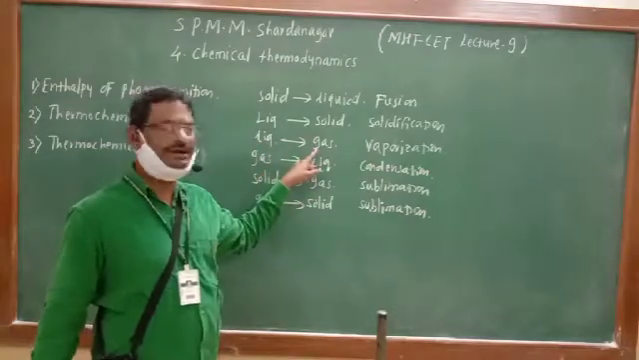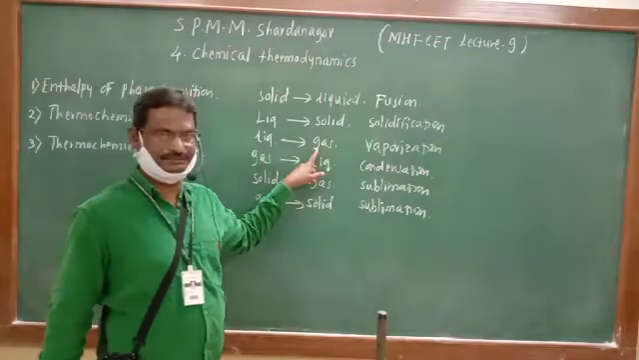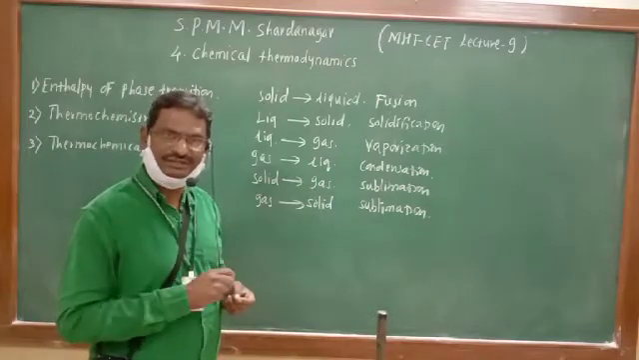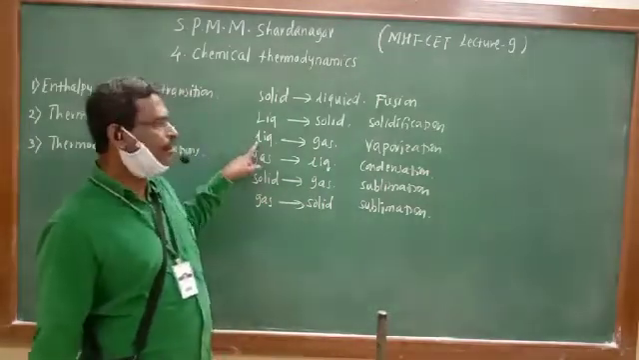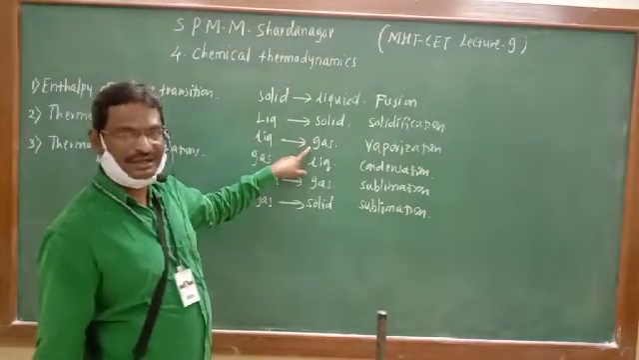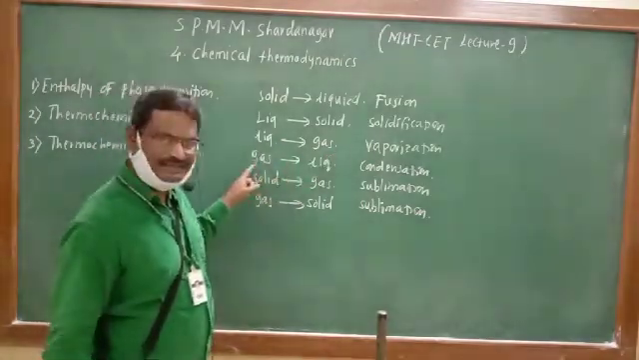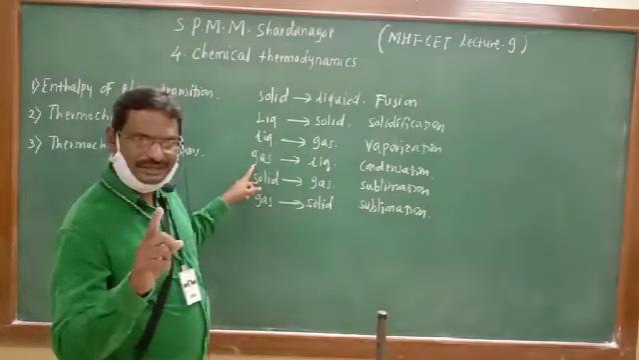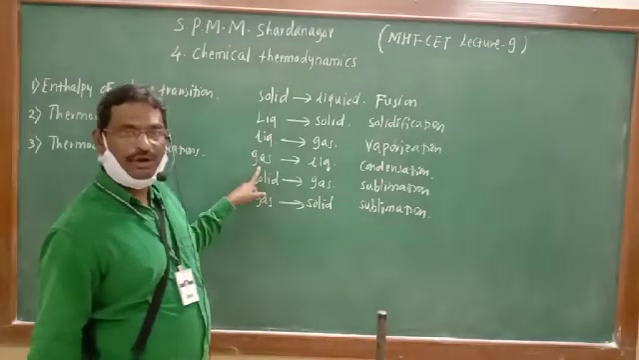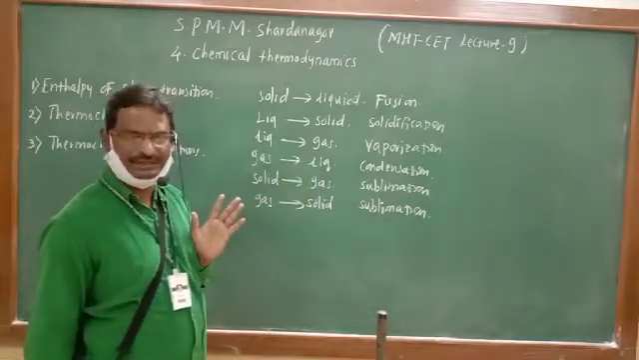Now liquid, whenever converted to gas, is known as vaporization or evaporation. And enthalpy of vaporization is the enthalpy change whenever 1 mole of liquid is converted to gas at constant temperature and pressure. Opposite of vaporization is condensation. So enthalpy of condensation is the enthalpy change whenever 1 mole of gas is converted to liquid at constant temperature and pressure. Very simple.